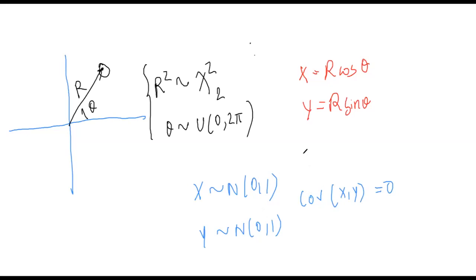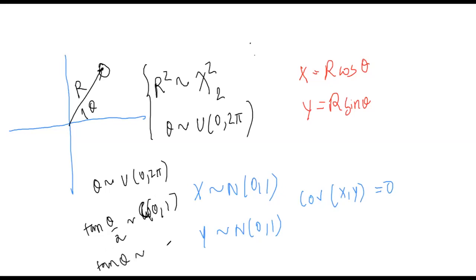There's another beautiful way using estimation by Basu's theorem, which tells the following: since theta follows uniform 0, 2 pi, we can show that tan of theta by 2 follows Cauchy 0, 1. And this will imply that tan of theta will follow Cauchy 0, 1. This is a beautiful property of Cauchy. I really love it.